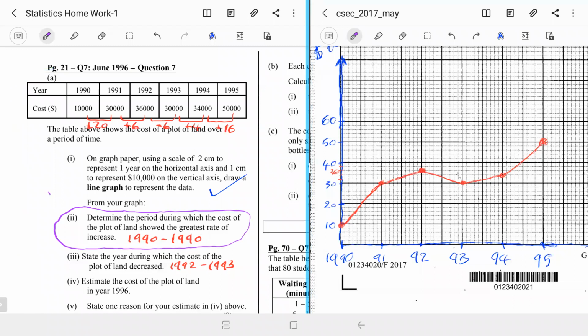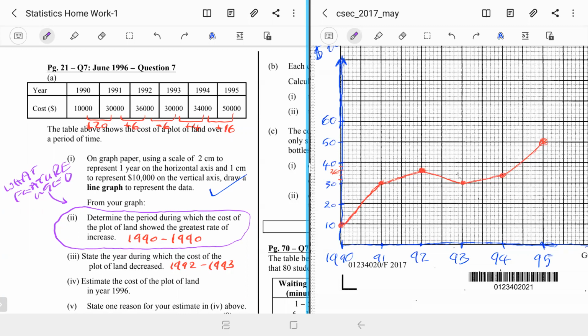What feature of the graph can we use to answer this? What feature tells us this? What feature did we use to get this information? Somebody tell me. Anybody tell me? What can you look at on the graph to know when you had the greatest increase? Anybody can tell me that?